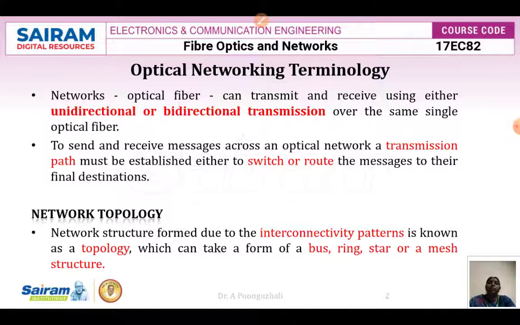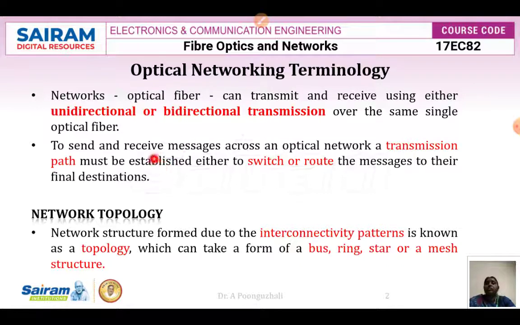So basically in optical networking technology we are going to have a network which consists of a number of nodes, and these nodes are going to be connected through an optical fiber. Here the nodes can transmit and receive information. Through this optical fiber the transmission can be done either in a unidirectional way, or bidirectional transmission can be done over the single optical fiber.